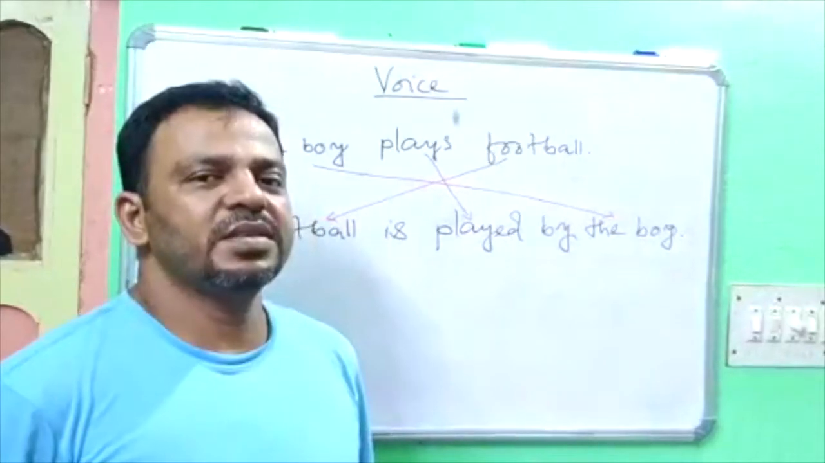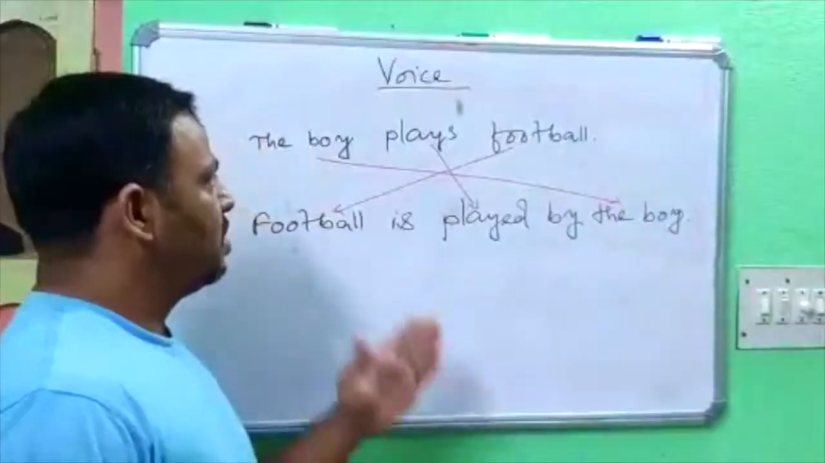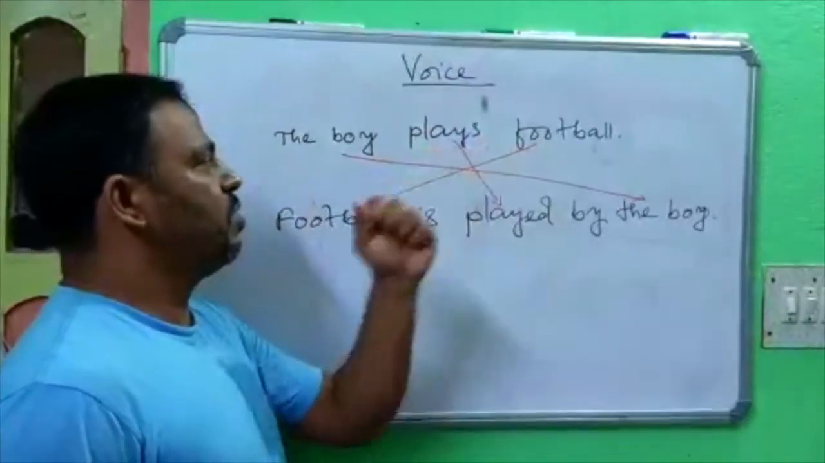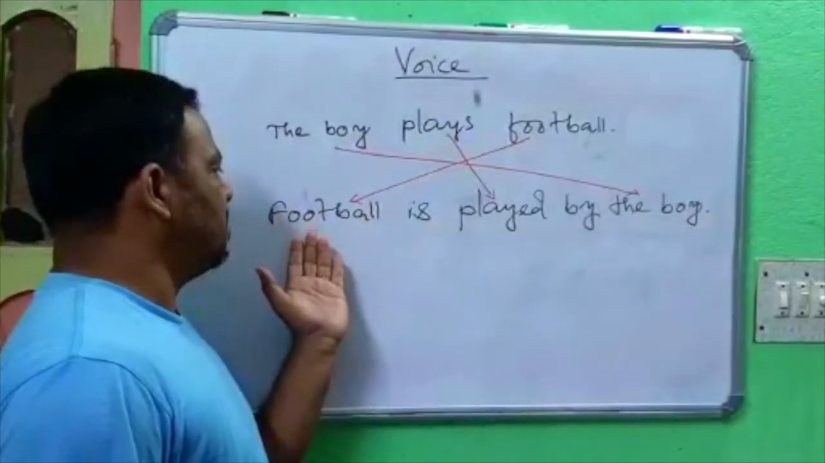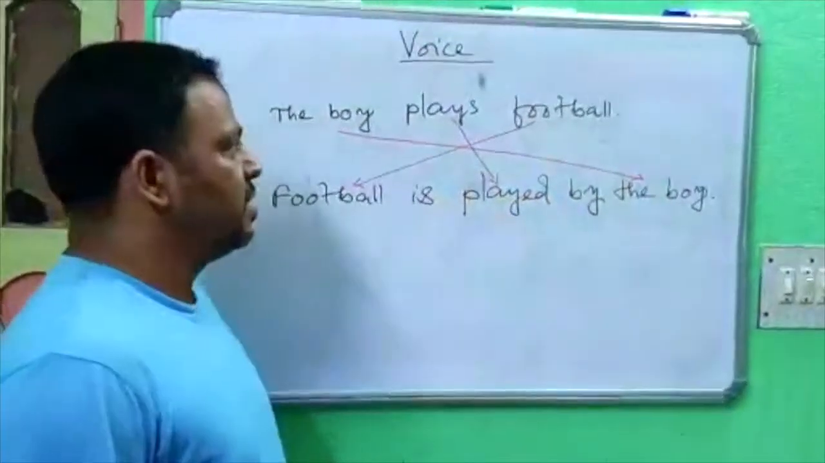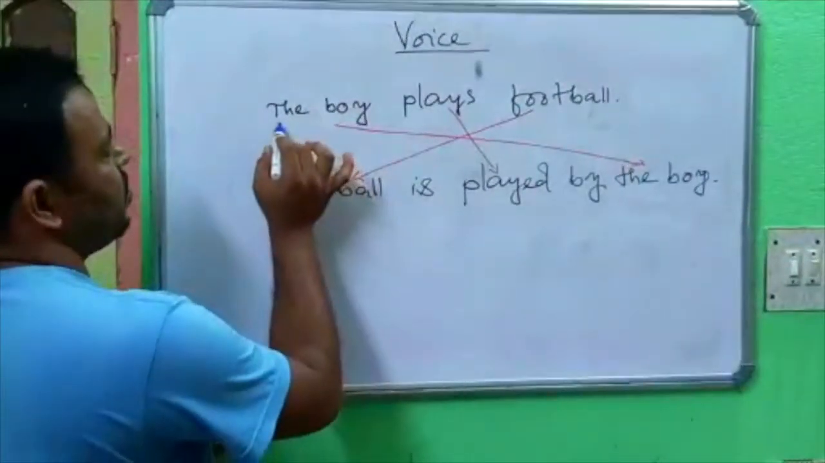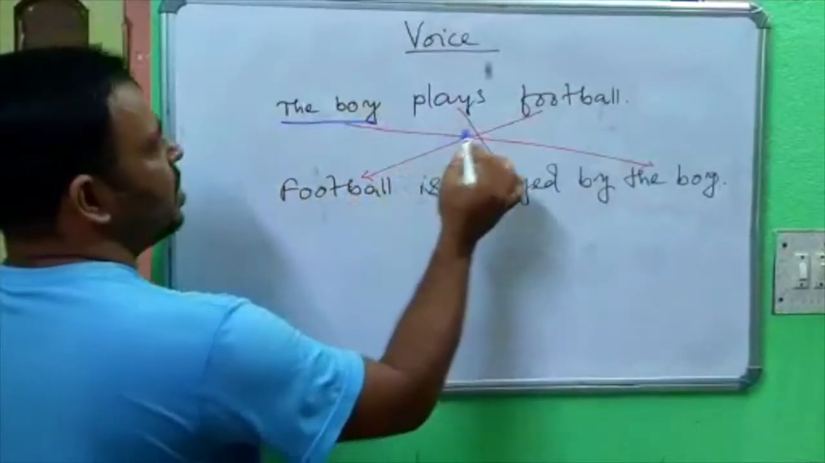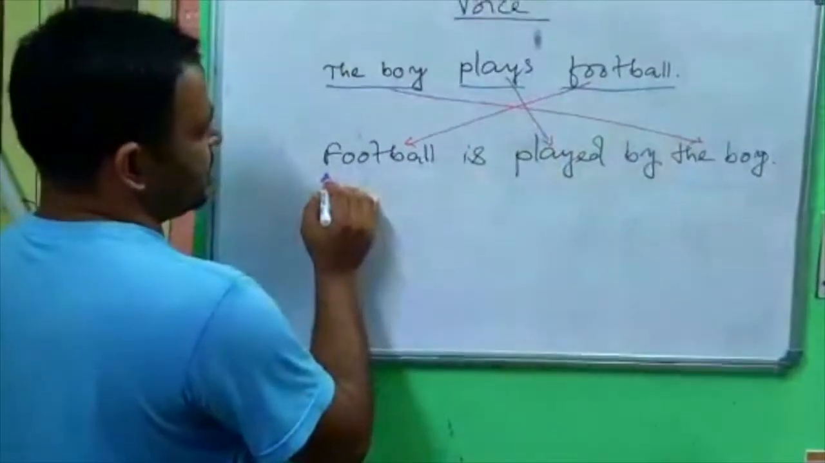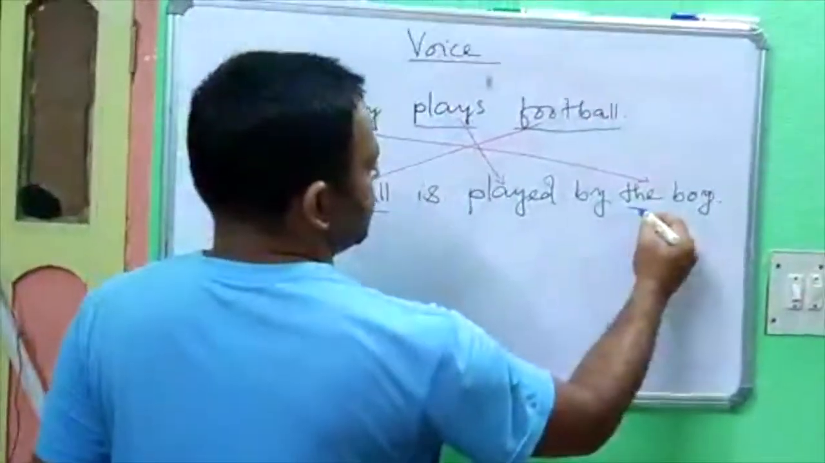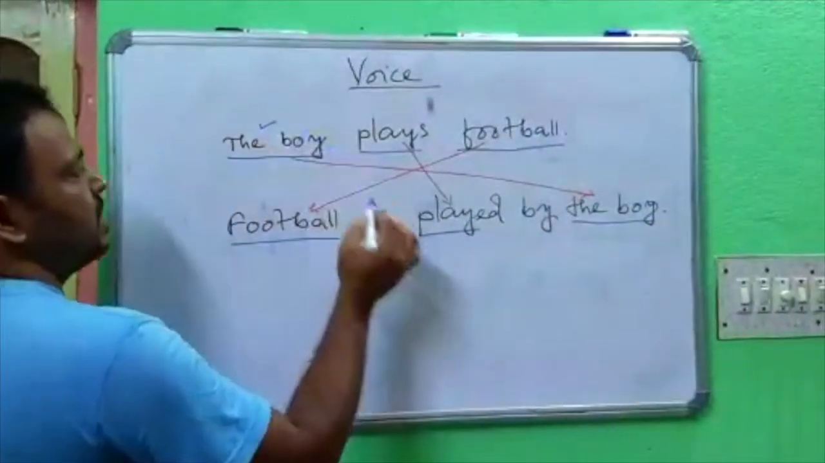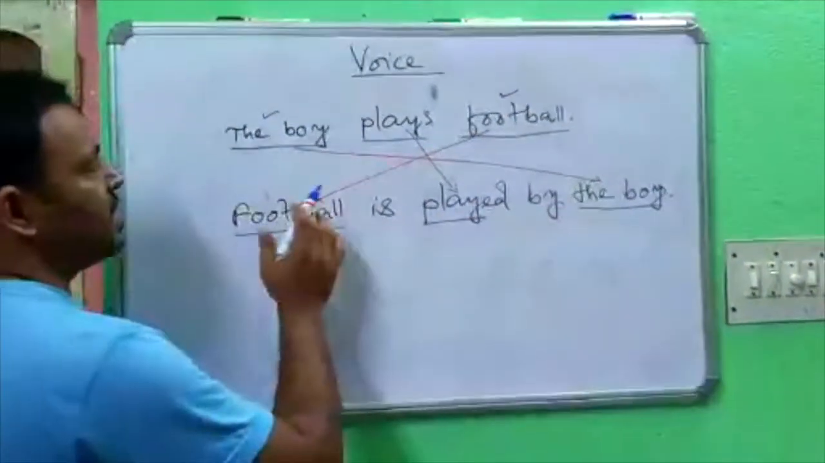Today I will discuss voice. You can find here two sentences. The boy plays football. And another sentence is football is played by the boy. Here three components of this sentence, the boy plays football, are common in this sentence, that is football, the boy, and play. Only the subject and the object have been interchanged.